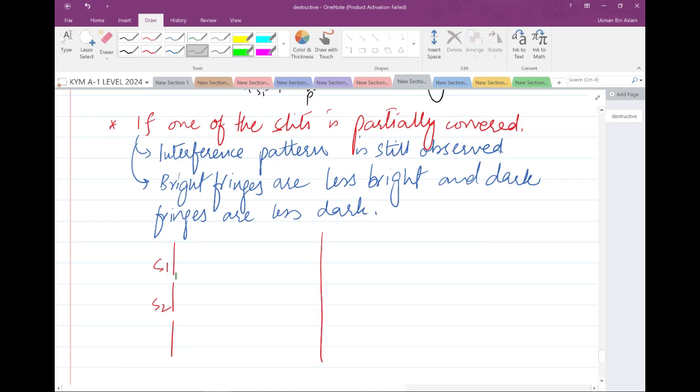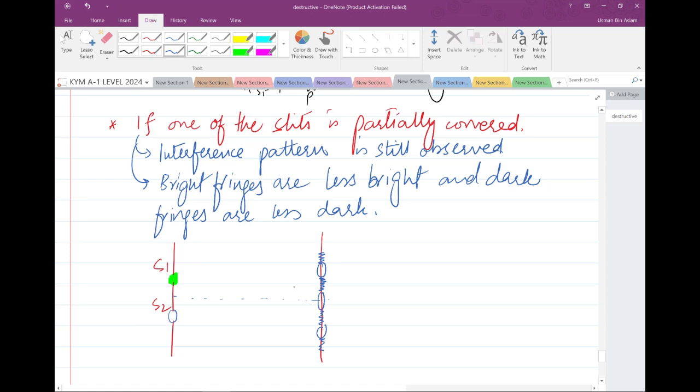If I partially block one of the slits, that means it won't be able to allow the complete amplitude of the wave to pass, the complete intensity of the wave to pass. But one of them, S2, is completely allowing the waves to pass. In this situation, there will be a bright fringe at the center, then dark fringes on either side, then a bright fringe on either side, and then dark fringes on either side again.